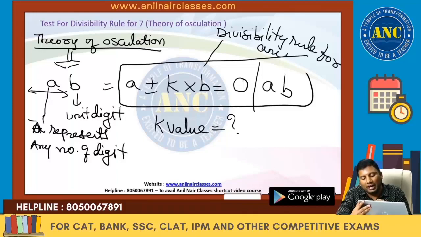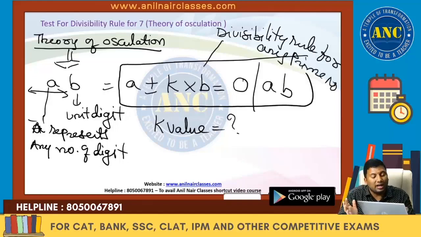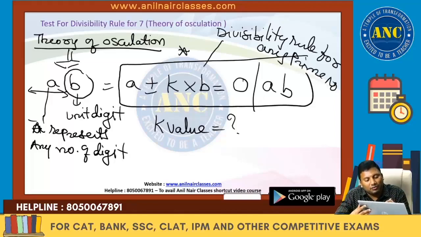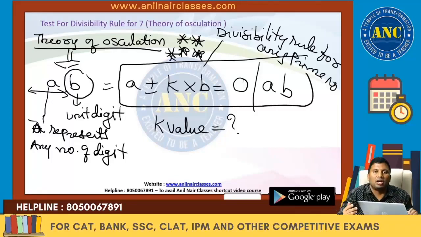Don't take the wrong information. I am not saying that AB is a 2-digit number. I am saying that B is the unit digit, and A could be any number of digits. If you can find the value of k satisfying this equation, the divisibility rule for any prime number can be obtained. Are you all with me?